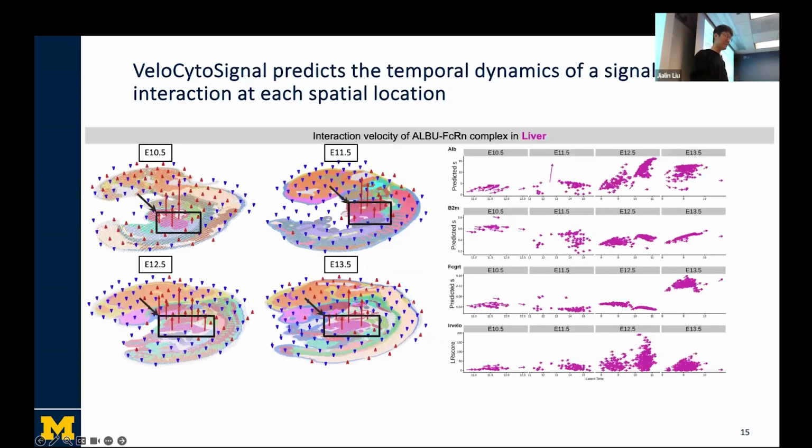So here is an example. Here we show an example of the interaction called ALB-FcRn complex, which is specifically enriched in the liver. This interaction is well known and has tons of literature support. The ALB protein is only secreted by the liver, so you couldn't see it elsewhere in the tissue.